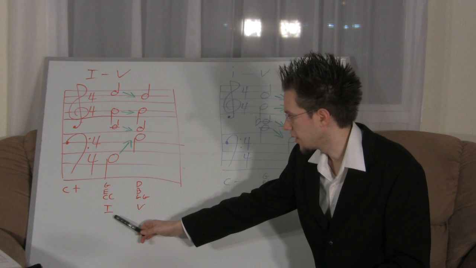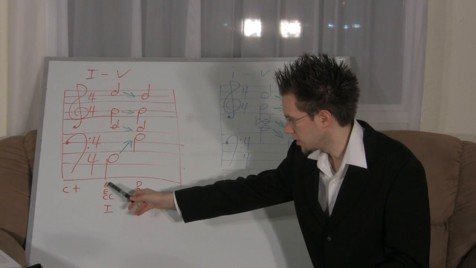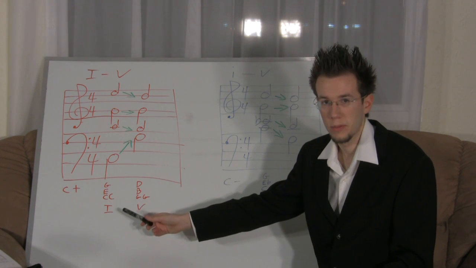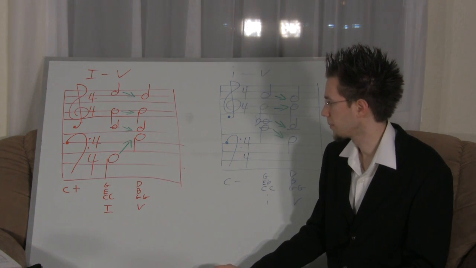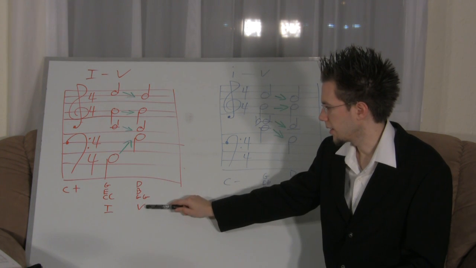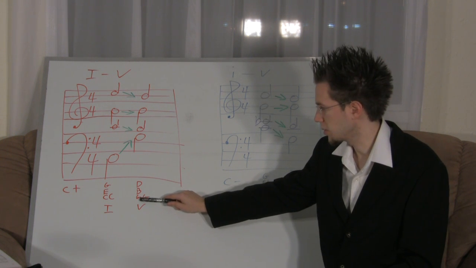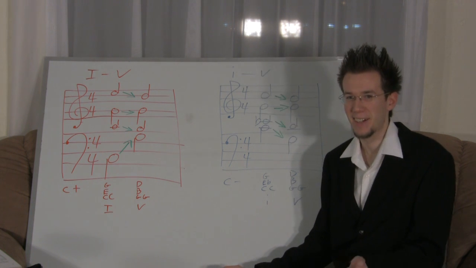So we know the 1 of C major is going to be C, E, G. And now we're going to double the root of the chord so that we have 4 voices. So we have C, C, E, G. Okay? Now, over here with the 5, the 5th note of C major is G, so it's G, G, B, D. Alright? Okay.